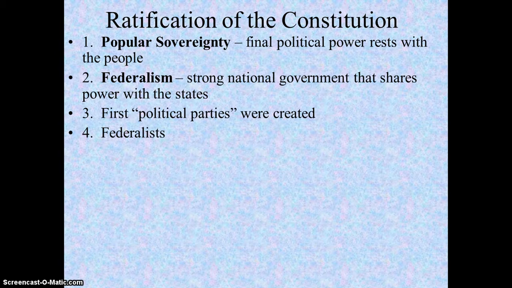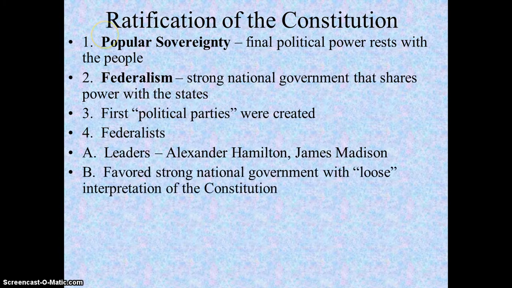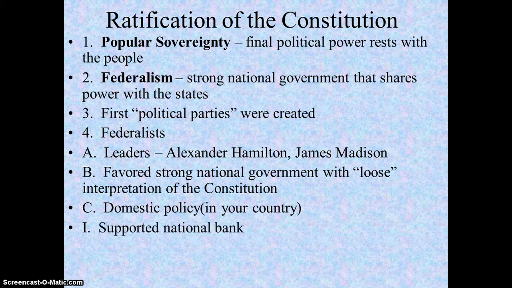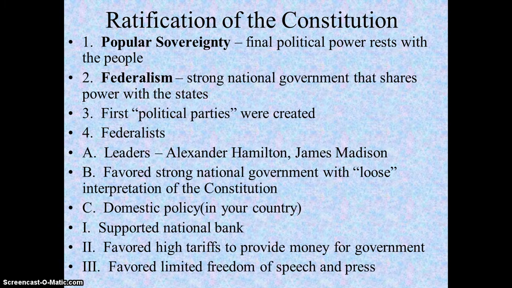The first party is going to be called the Federalists. The leaders are Alexander Hamilton and James Madison. We know that James Madison was the father of the Constitution, so the Federalists are going to support the Constitution. They favored a strong national government with a loose interpretation of the Constitution. Domestic policy, in your country: supported a national bank, favored high tariffs or taxes to provide money for government, and favored limited freedom of speech and press.